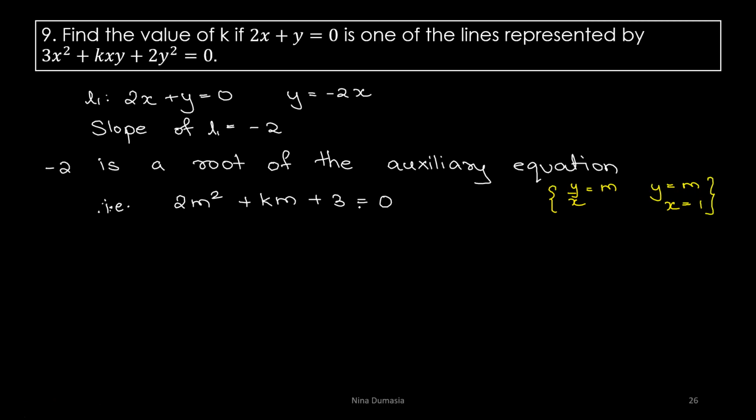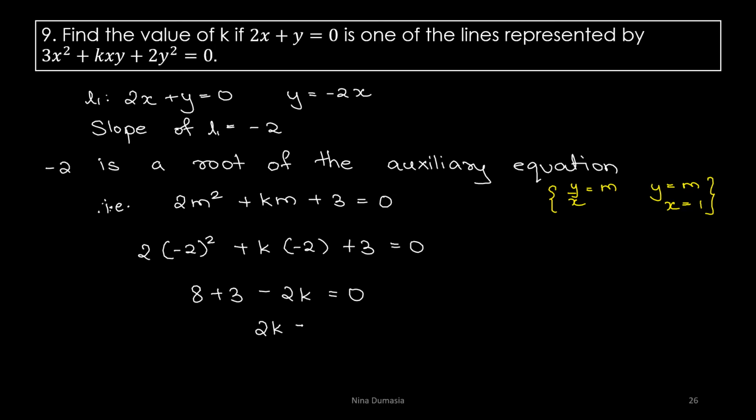So if minus 2 is the root of this, it will satisfy this, and therefore we have 2 into minus 2 the whole square plus k into minus 2 plus 3 is equal to 0. Therefore 2 into 4 is 8, plus 3 minus 2k is equal to 0, so 2k is equal to 11, and therefore k is equal to 11 by 2. This is the value for k. Easy. Let us do the next question now.